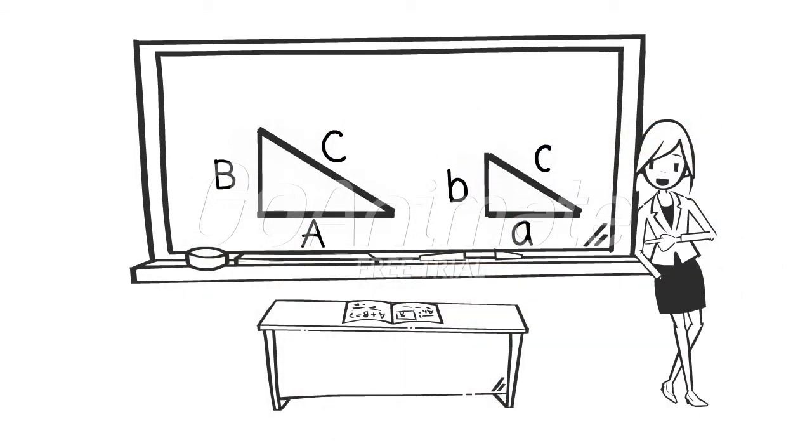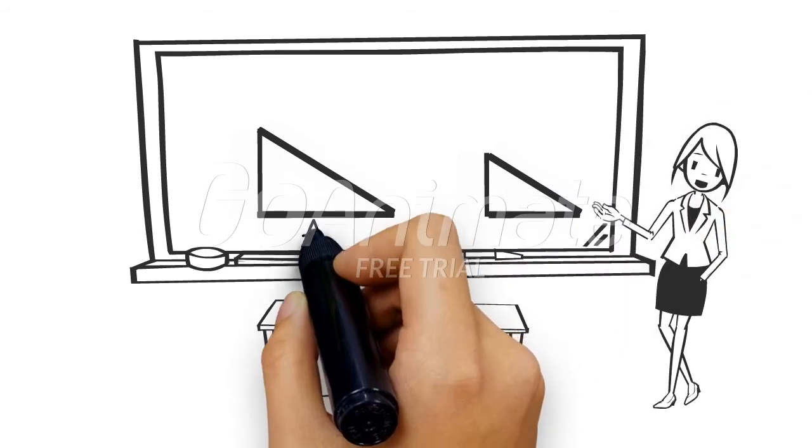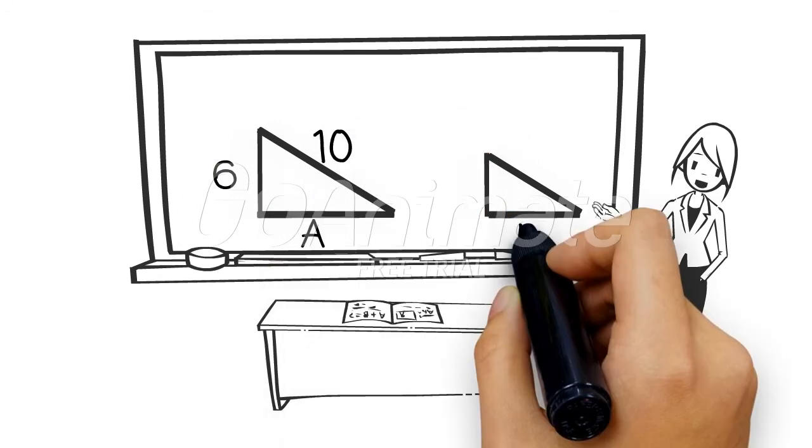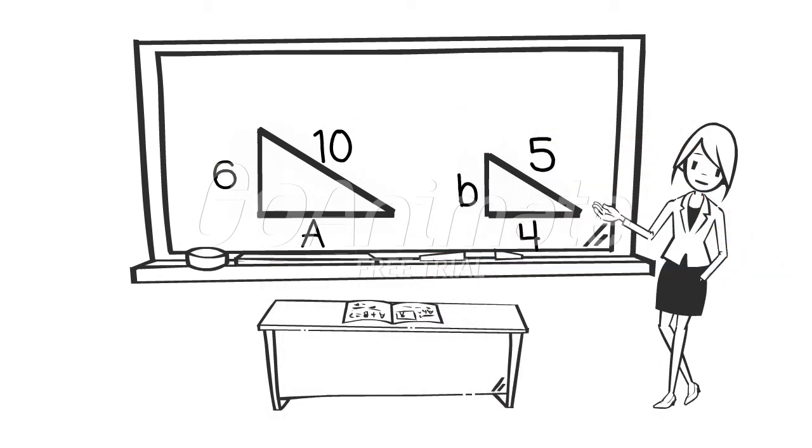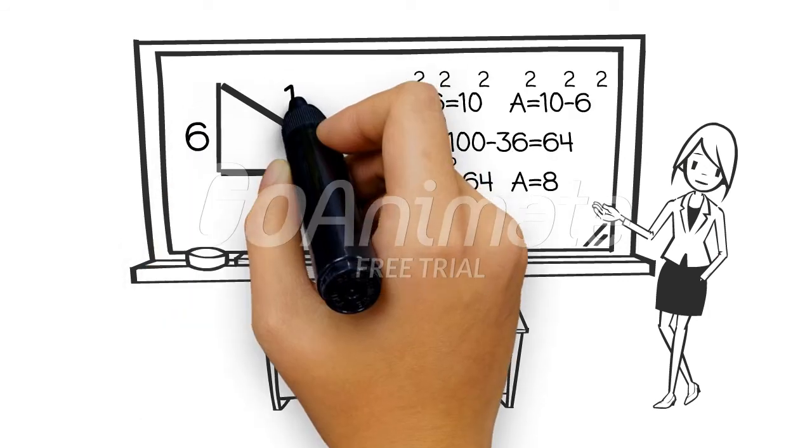This is what these similar triangles would look like without values. This is what they look like with values. Notice how A and B have not changed. Now I will teach you how to find their values. Let's start with how to find A.